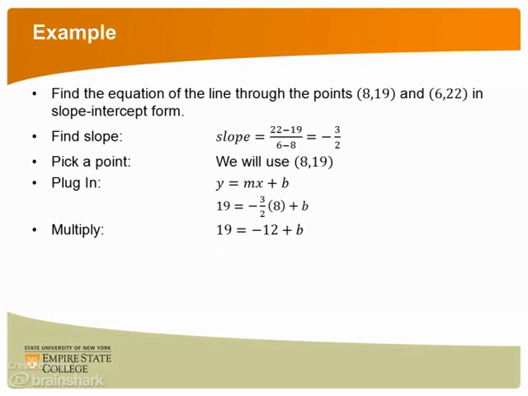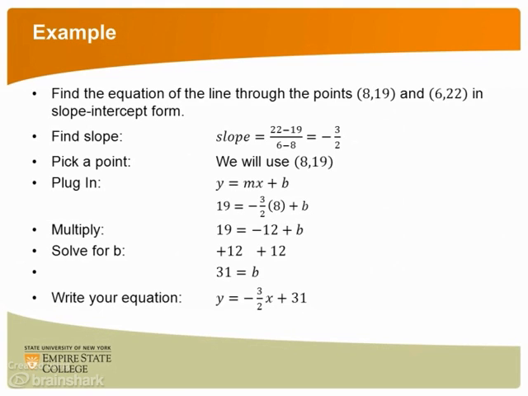Now we multiply the slope by the x value. So we have negative 3/2 times 8. We can reduce the 8 by 2 to get 4, and then multiply that 4 by the negative 3 to get an answer of negative 12. Because we want to solve for b, we have to eliminate the negative 12. To do so, we add 12 to both sides of the equation. This means that our value for b is 31.